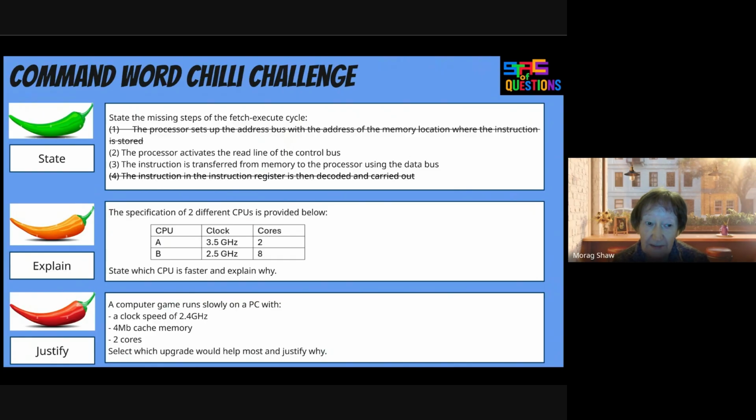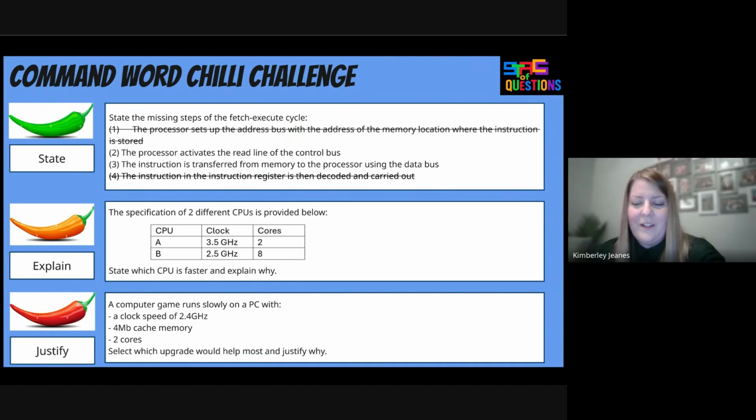And for my hot, I've gone for justify. A computer game runs slowly, and there's a spec there: a clock speed of 2.4 gigahertz, 4 megabytes of cache, and 2 cores. Select an upgrade, which isn't the hot part, but the hot part is to justify why. Which one do you think would help most, and justify why? So there's more than one correct answer, but yeah, it's a justification. So I've gone for Higher systems. Very nice.